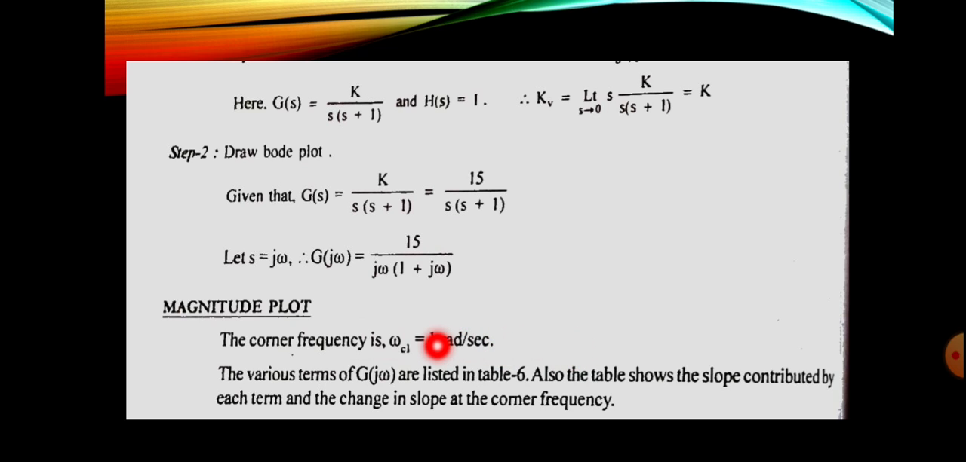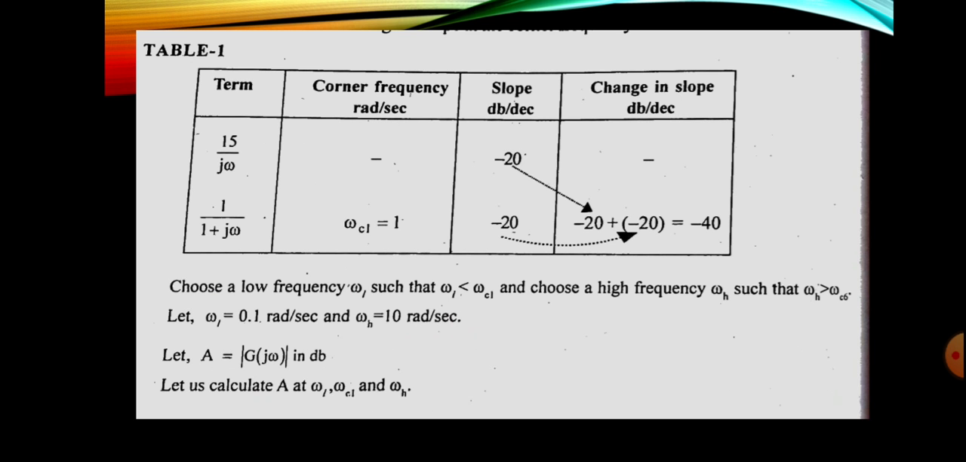Since here there is only one corner frequency, the lowest corner frequency selected should be less than 1 and the highest corner frequency selected should be greater than 1. Okay, so let us see the table. First term: we know that there is only one corner frequency, so we can arrange the terms in increasing order of their corner frequency as 15 by j omega and 1 by 1 plus j omega. Here there is no corner frequency, and here it is equal to 1.